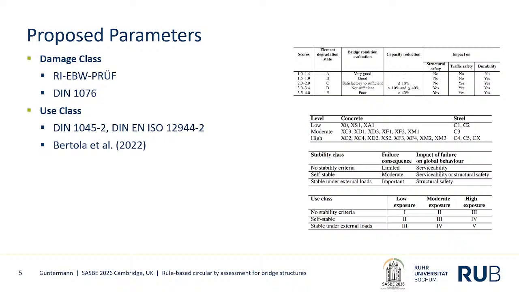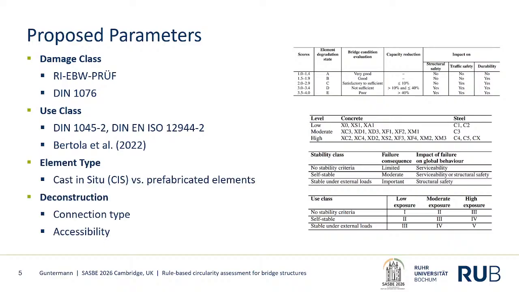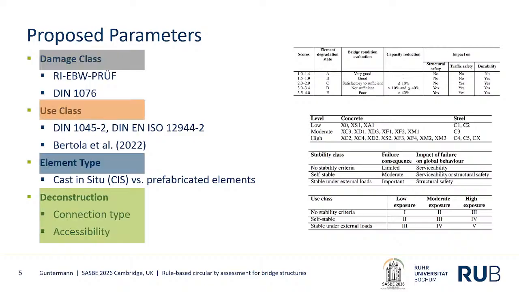And then third, we have the element type. So is it cast in situ or is it a prefabricated element? And we also have information about the deconstruction process, so about the connections and the accessibility of the elements. And just keep that colorization in mind for the next slide.